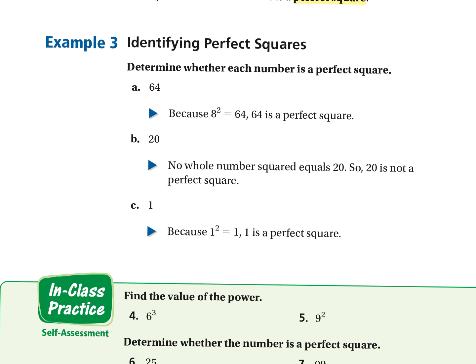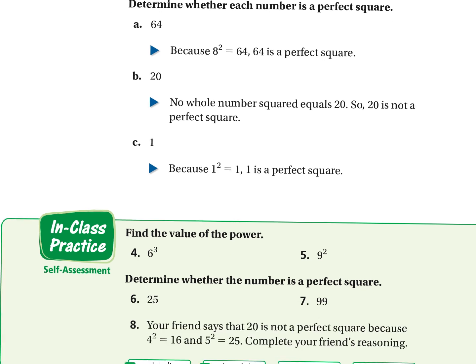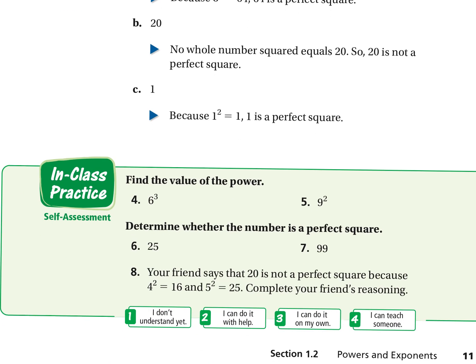B would not be. And C, yes, because it's just a 1 by 1. So it would be a perfect square. All right, so let's go ahead and try 4, 5, 6, 7, and 8 on your own, and then we'll check it.